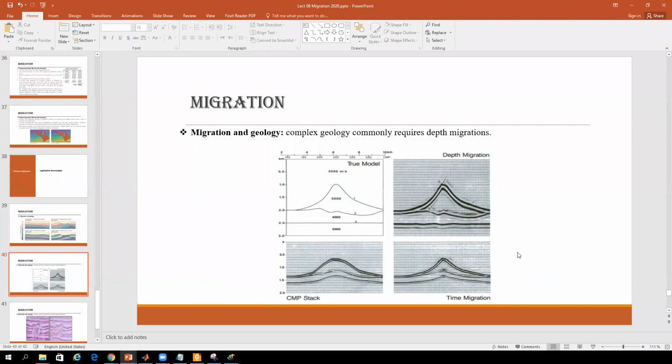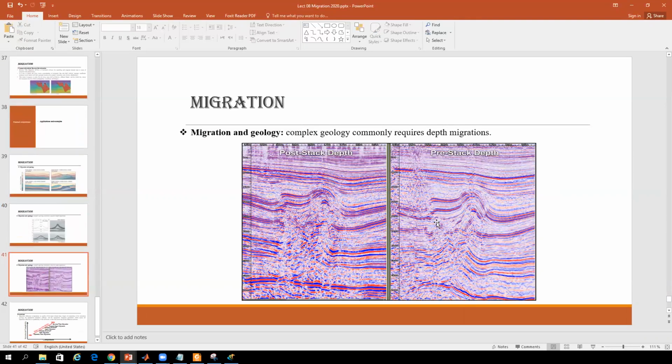But if we run the depth migration, then the depth migration will be able to handle and deal with this issue of velocity inversion or velocity reversal. This is an example of post-stack depth migration. We see here that it could do some good job, but there is a lot of missing information which could not be treated properly with the help of the post-stack migration. So the pre-stack migration can do that job.